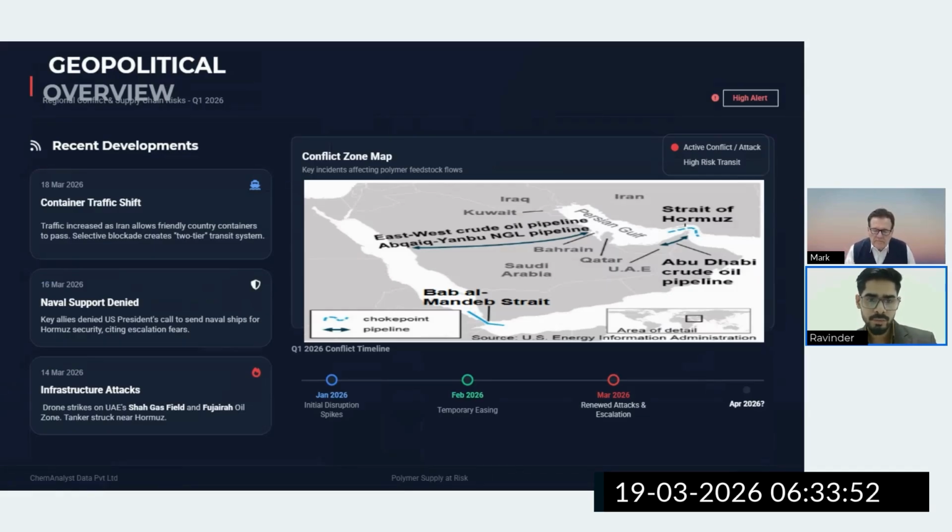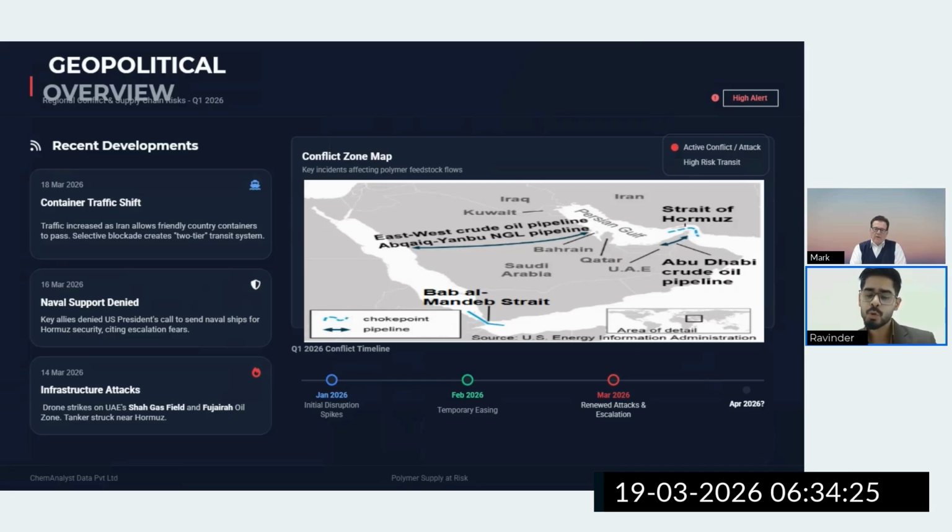So, here is the latest development, as I mentioned earlier. First is the container traffic shift. Iran is allowing ships of friendly countries to pass through the Strait of Hormuz, which has resulted in improvement in container traffic since the war started. It was critically low when the war initially started, but now it has improved since Iran started allowing friendly countries to pass their vessels.